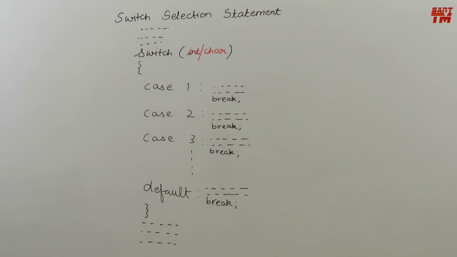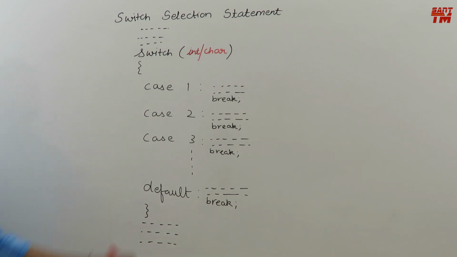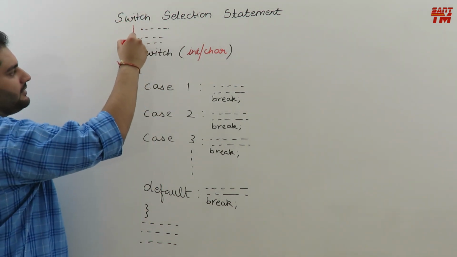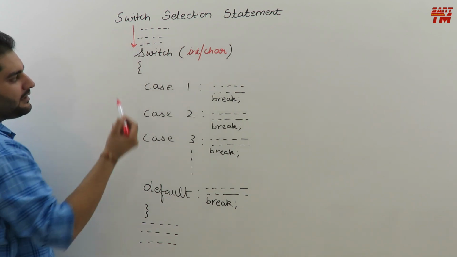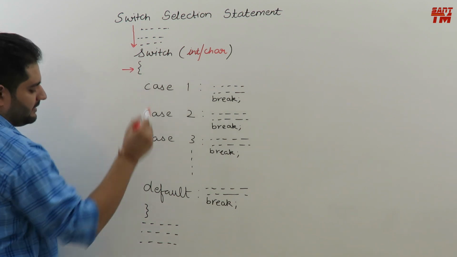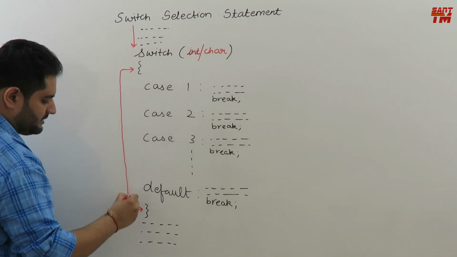So come on, let's begin it. To start with the switch selection statement practically, first let us see how the switch statement works. This is the syntax of writing a switch statement. These are some lines of our program. Our program is executing from the top, and while executing we encountered a switch statement. This switch statement starts from here and it ends here. This is the whole block of switch.